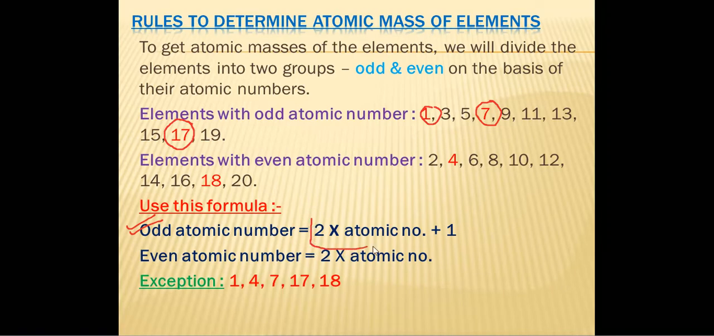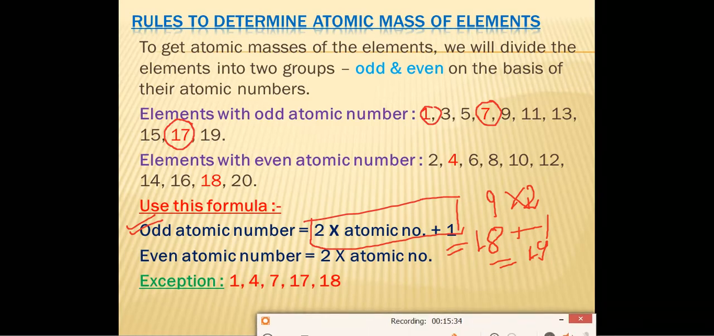2 into atomic number plus 1 means you have to multiply the atomic number with 2 and add 1 to that. For example, let's take the example of 9. 9 into 2, how much will you get? 18. 18 plus 1 is 19. So 19 will be the atomic mass of that element. Like this you can calculate the atomic mass of all the elements.